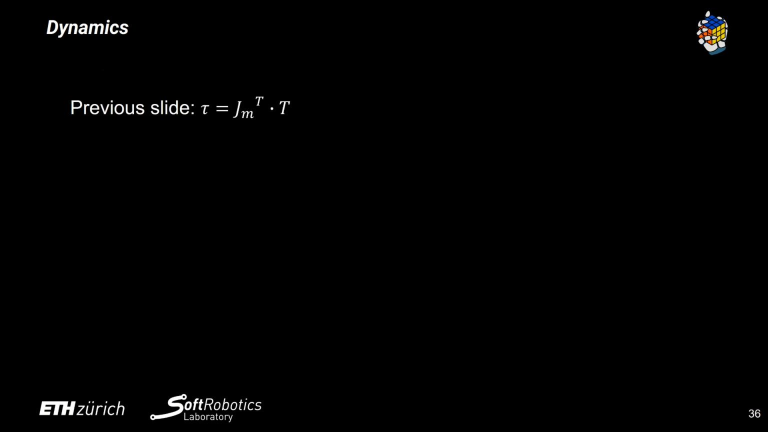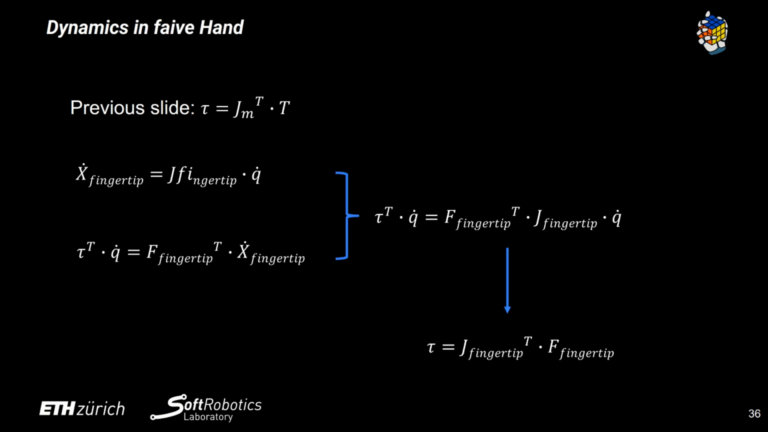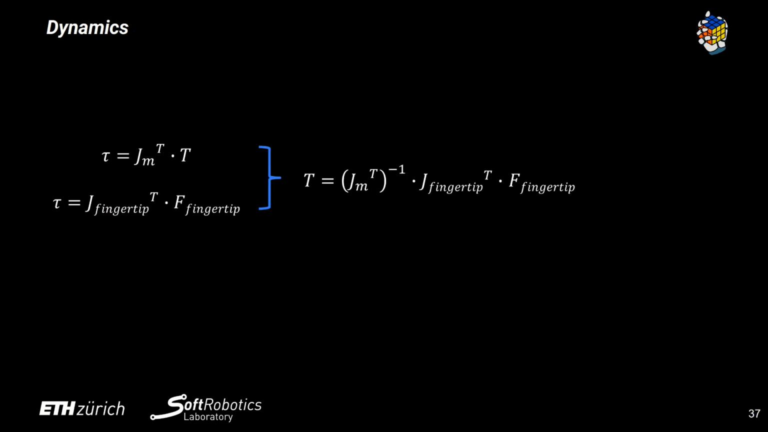Similarly, we know that the velocity of the fingertips can also be mapped from the velocity of the finger joints using a different Jacobian. Thus, the joint torques also fulfill the following equations. So combining these two equations of joint torques, we can get the motor torques as a function of the fingertip forces.